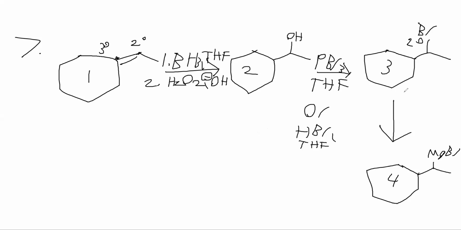And then this last step, going from 3 to 4, we're forming the Grignard reagent. That's what this is, because we shoved the magnesium in between the carbon and the halide. And what conditions can form a Grignard reagent? Magnesium, yeah.